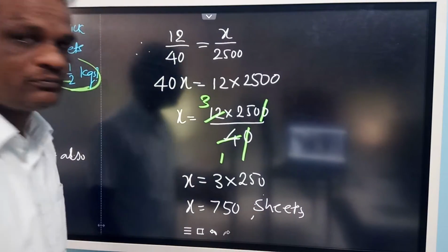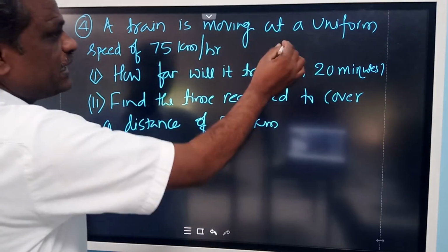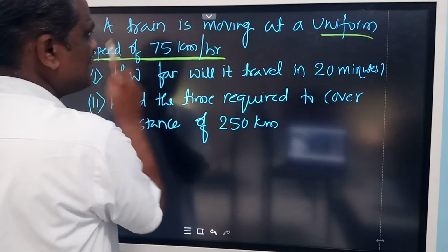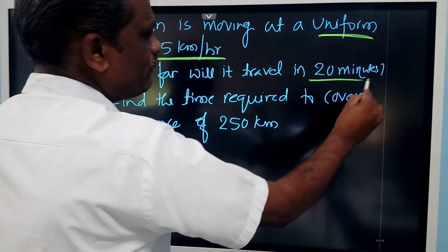You can write this now. A train is moving at a uniform speed of 75 km per hour. This is the uniform speed. Then how far will it travel in 20 minutes?